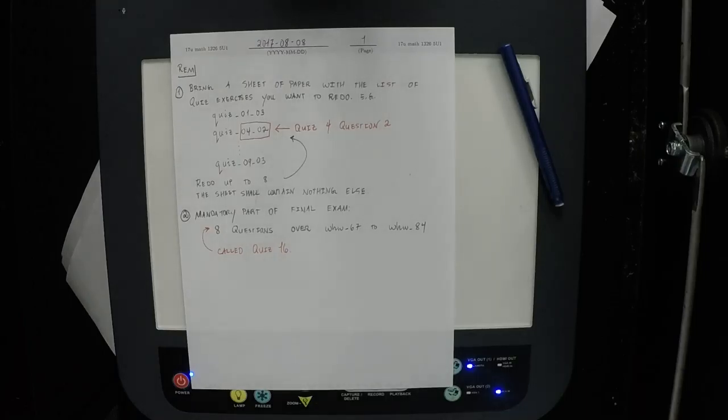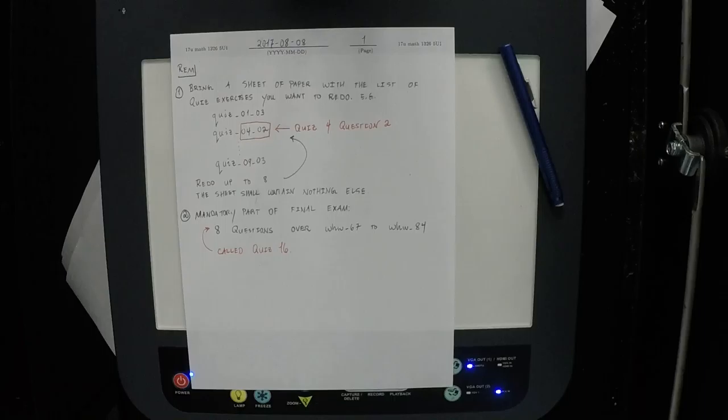the redo part, you should have those eight drilled. Like, you should have been drilling them over the weekend. So, for example, at this point, if it is your intention to redo quiz 7 question 3, then you already should have done it like 3 or 4 times over the weekend, so that you could just look at it and just say, yeah, here it is, and just get it all out.